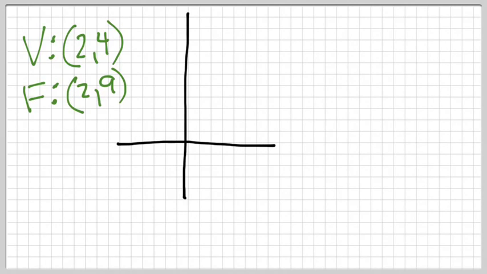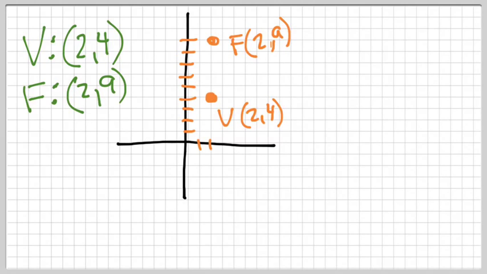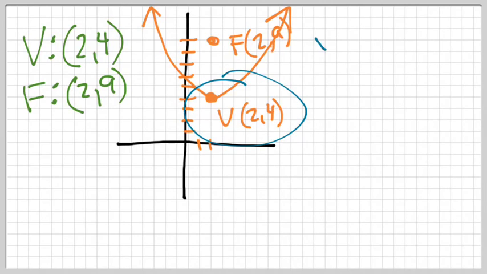Okay. So if my vertex is at 2, 4, and then my focus is at 2, 9, 5, 6, 7, 8, 9. This tells me that the parabola is going to be opening up, because the parabola will always open up towards the focus. And using my vertex, we're going to write the usual equation. So y equals (x minus 2) squared plus 4.